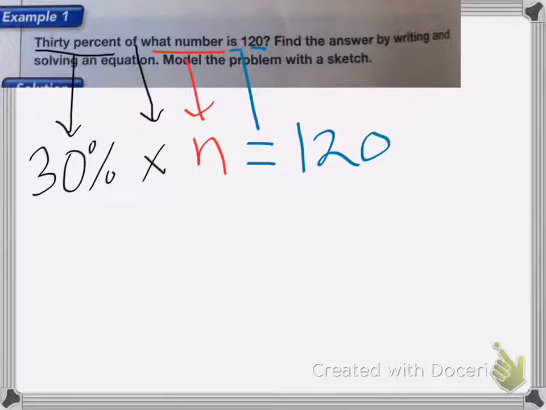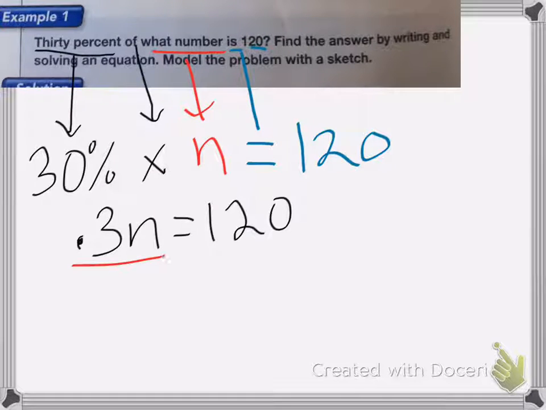Now remember, I cannot multiply by a percent. I need to change that into a fraction or a decimal. This one I'm going to change into a decimal to show how it works. So we have 0.3n equals 120. Okay, just like we want to get n by itself, divide both sides by 0.3.